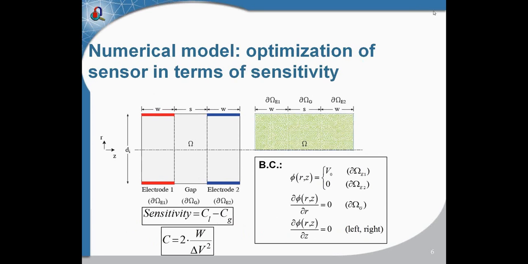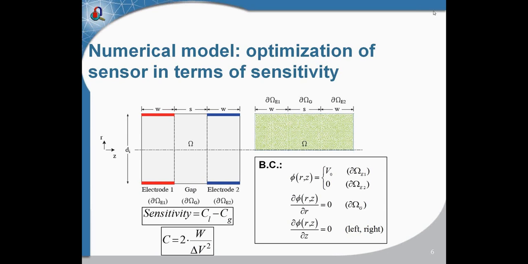Then the numerical model for the optimization of the ring type sensor is shown on this slide. On the left side, the problem is outlined schematically, where both rings are highlighted in red and blue. And on the right side, you can see an exemplary numerical model as it was implemented in QuickField.